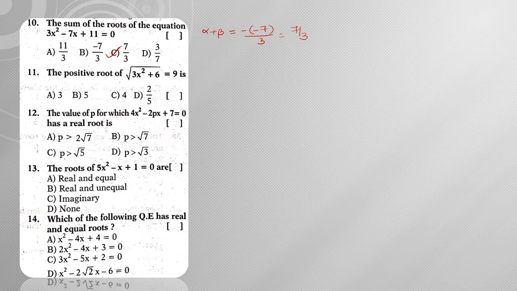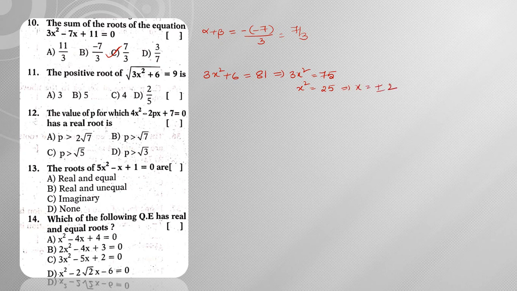Next, question number 11. The positive root of square root of 3x square plus 6 is equal to 9 is. So when you want to remove that square root, what you are going to do, you need to apply squaring on both sides. So 3x square plus 6 is equal to 9 square becomes 81. Now from this, 3x square is equal to 81 minus 6. So what is the value of 81 minus 6? It is nothing but 75. So from this, x square is equal to 25. So from this, x is equal to plus or minus 2.